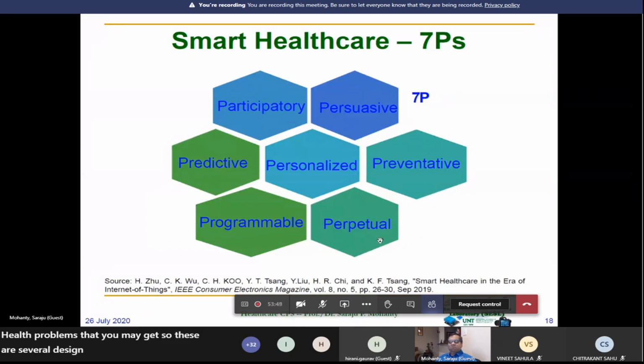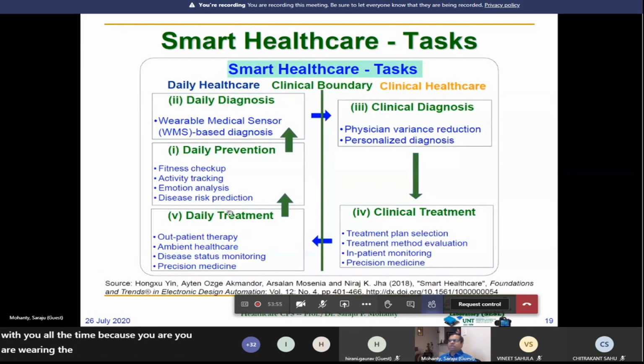And it's perpetual, it's there with you all the time, because you are wearing the wearables or implantables. So then in smart healthcare, once we have those systems in place, sensors and connectivity and so on, we can take care of the daily health. We can also take care of the clinical health. In the daily health, we can have diagnosis and so on. Then we can think about some preventions, fitness checkup, activity, emotional analysis, all these things we can do.